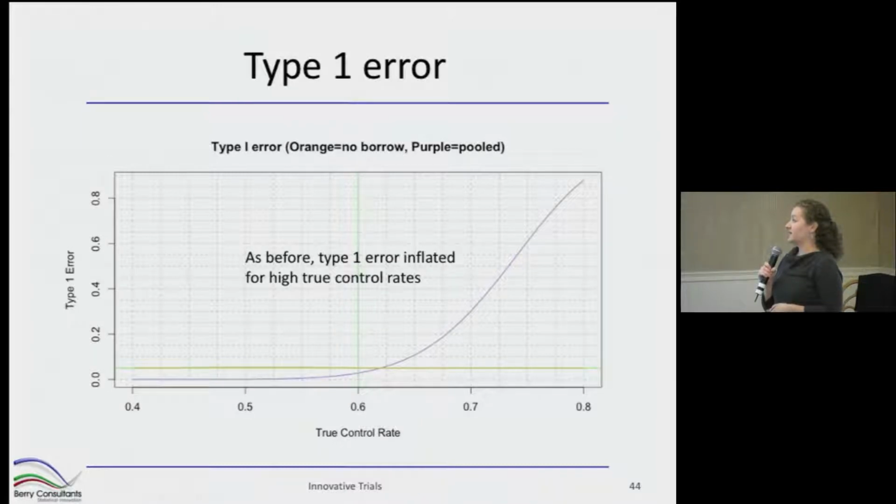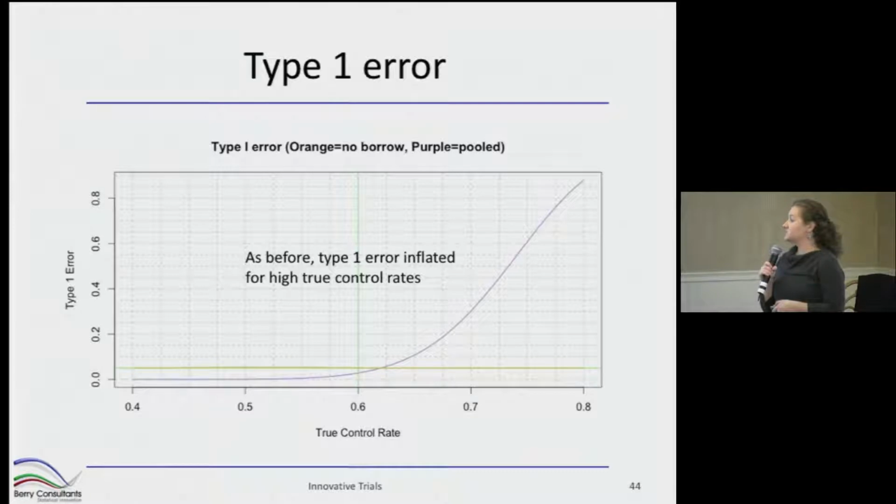Remember that historical data had a rate of 60%. So if the truth is 60% and we get data around that same number in our current trial, our type 1 error rate is actually a little bit lower than 5%.